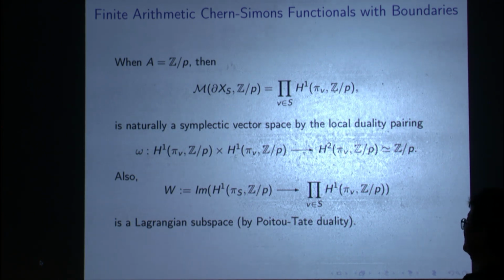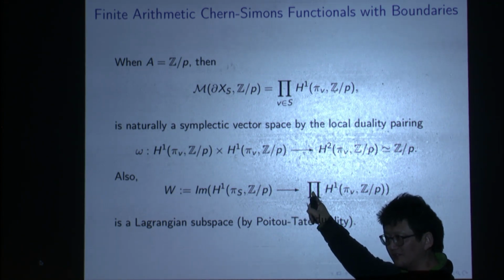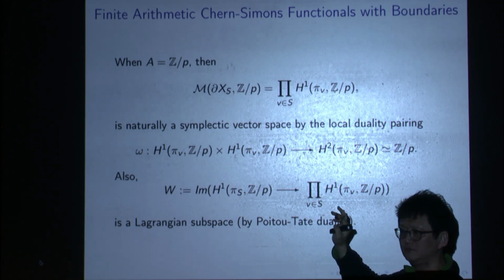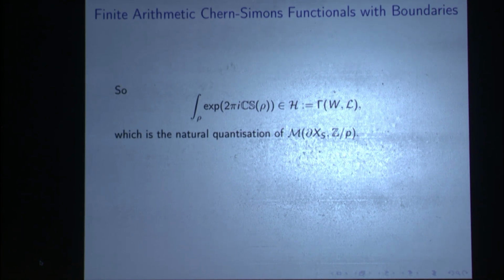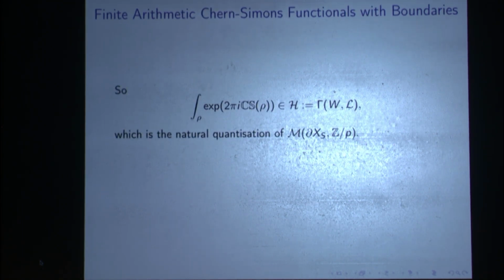Furthermore, combining with global class field theory, the image of the global representations inside the space of local representations is actually a Lagrangian subspace. So that's again highly parallel to the 3-manifold theory, but requiring substantially more machinery, as I said, because it's the hard part of graduate level algebraic number theory. So when you do this integral, what you end up with is a section over this isotropic subspace of this line bundle, which is the natural quantization of the symplectic vector space.